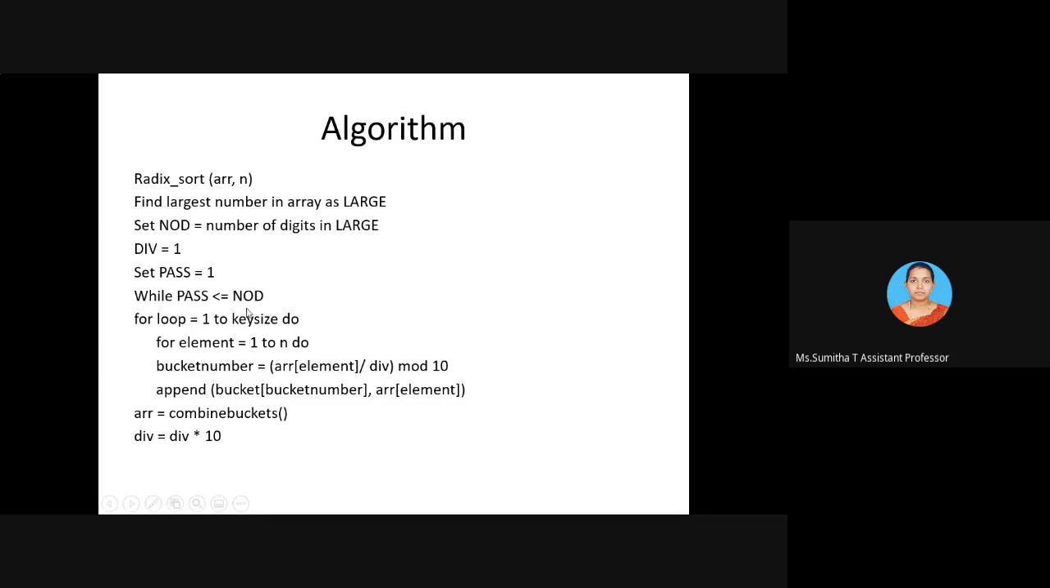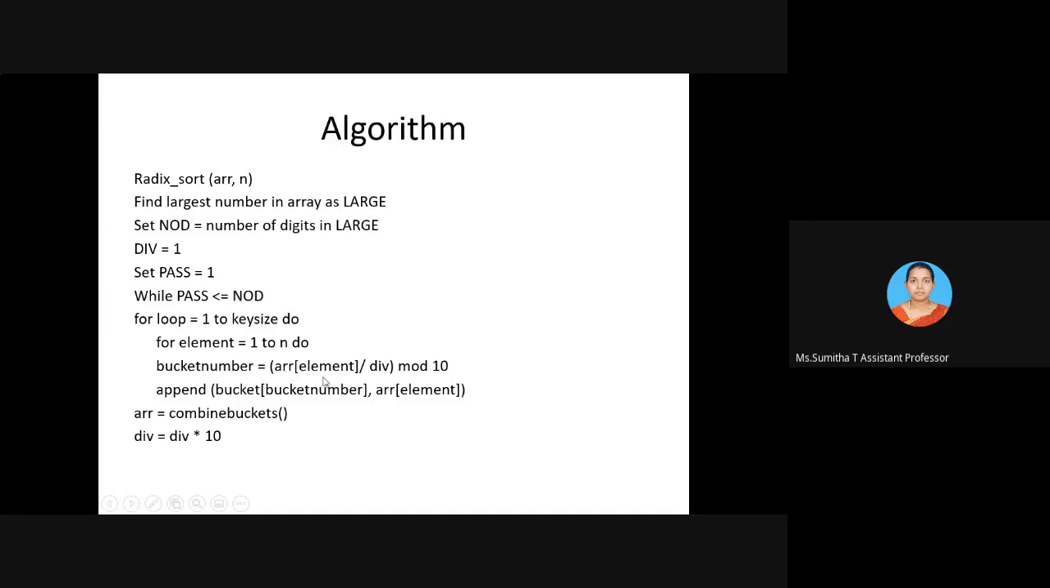I have already explained that key size is, for a number, 0 to 9, for alphabetical, 0 to 25, and for elements, 1 to n, which is the number of elements in the particular list. Bucket number: we are going to find out the bucket number. For radix sort, the bucket number is 0 to 9.